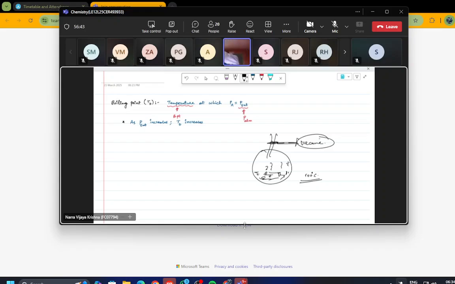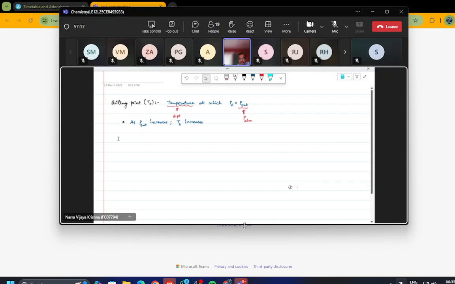If P external approaches 0, the boiling point of water approaches -5, -10, -20, -30, -40, it can go up to -272.999. Because according to Kelvin, it is impossible to reach 0 Kelvin. Sorry, -273 degrees centigrade means 0 Kelvin is the lowest temperature possible. Understood? Any questions? Correct or not?